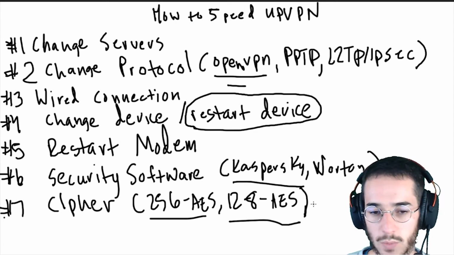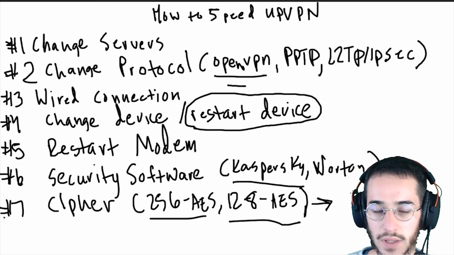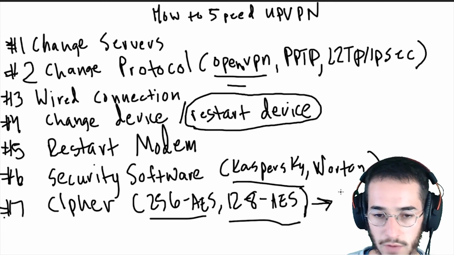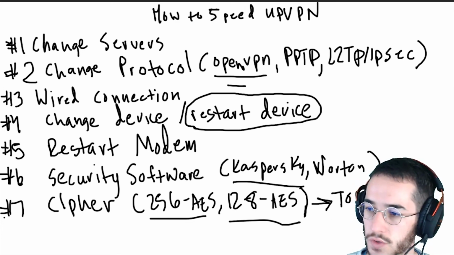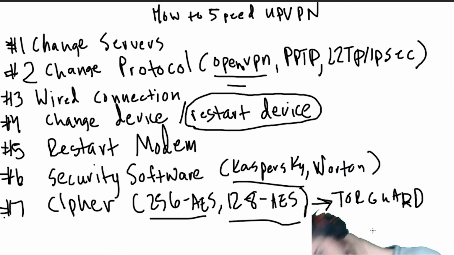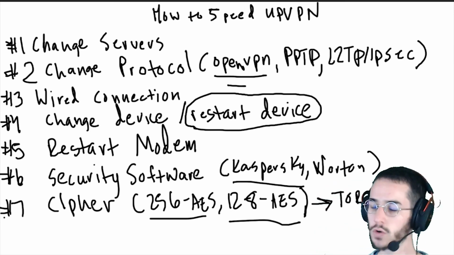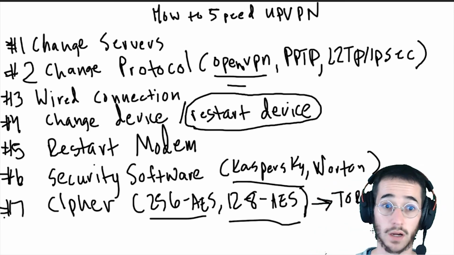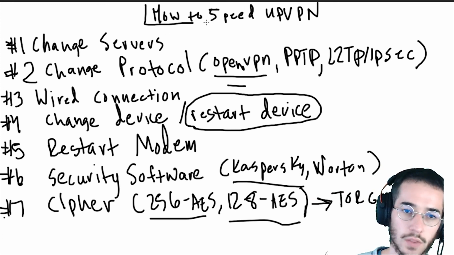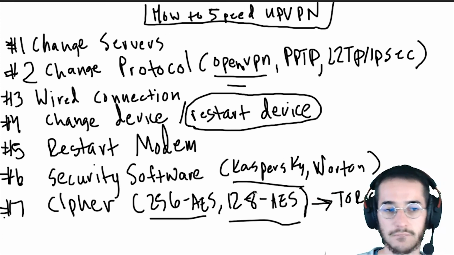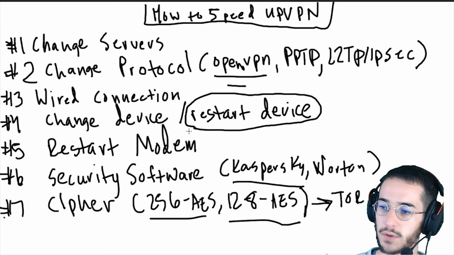Now, I don't really know too many VPNs that offer the ability to customize your cipher. However, TorGuard does allow you to do so. Like I said before, VPNs that give you control over how you use them is one of the best ways, there you go, TorGuard, to really understand your VPN, get it how you want it to work. So there you go, guys. There's 7 ways on how to speed up your VPN.